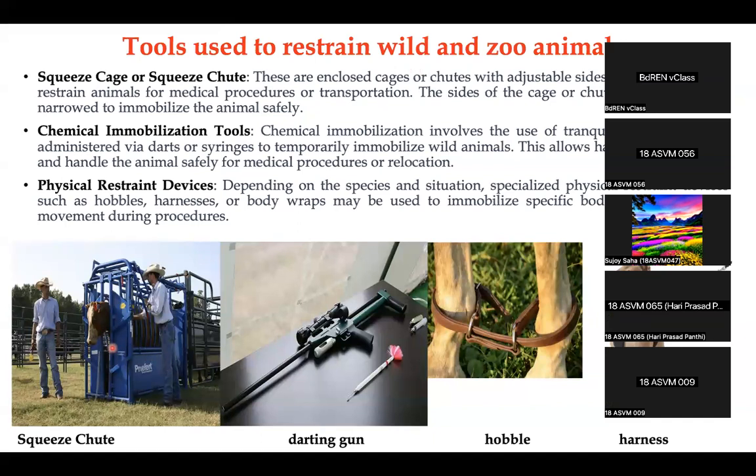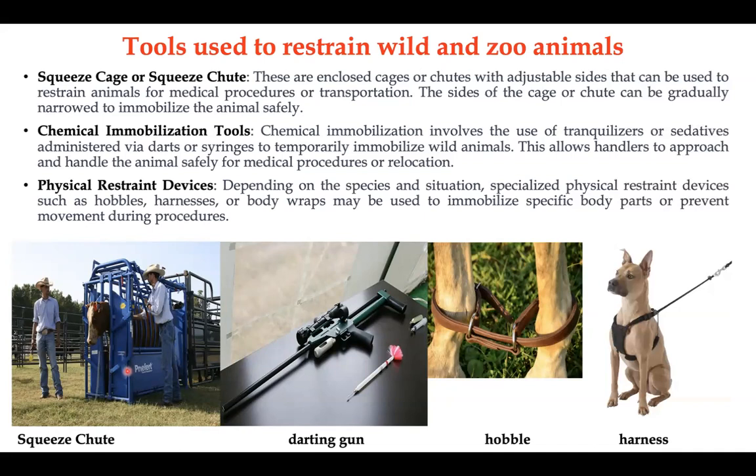We can control the width, so when the animal is inside the tube, we compress the tube from the side and minimize it. That makes minimum space within the tube and the animal cannot move freely, and it makes the operation easier, like when we would like to collect some sample from the animal, or treat or inject the animal, or during dehorning. We can use this kind of tube.